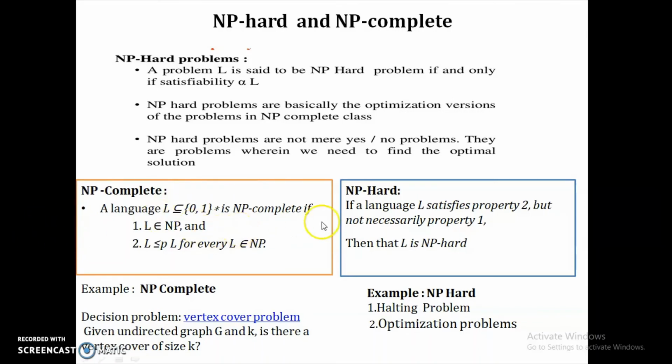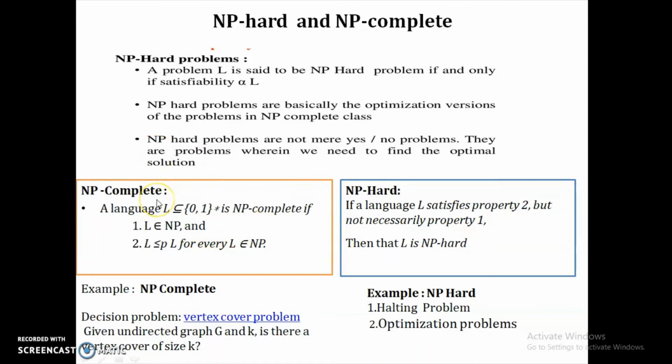So the difference between NP hard and NP complete is given here. A language which satisfies the property P2 is known as NP hard. That is the property: if an algorithm for a language L is used to solve all the other problems, that means if L can be used to reduce all the other languages or problems which belong to NP, then you can say this is an NP hard problem, right? But it is not necessary for that problem to belong to NP, right?